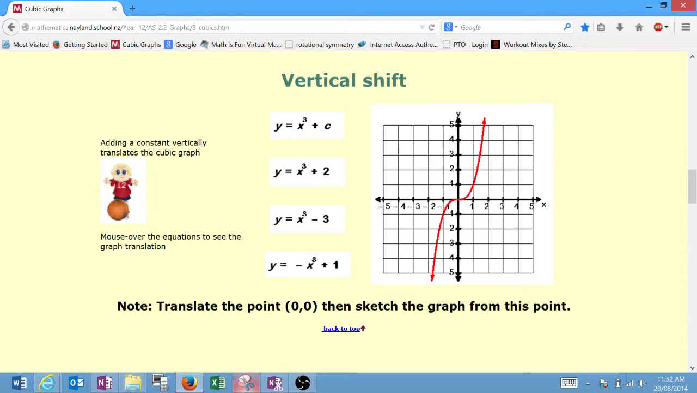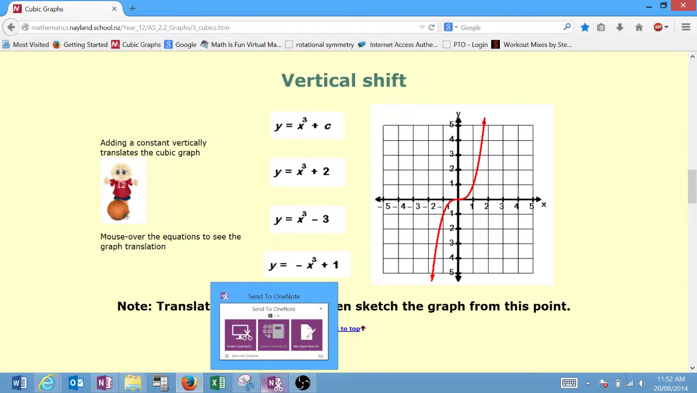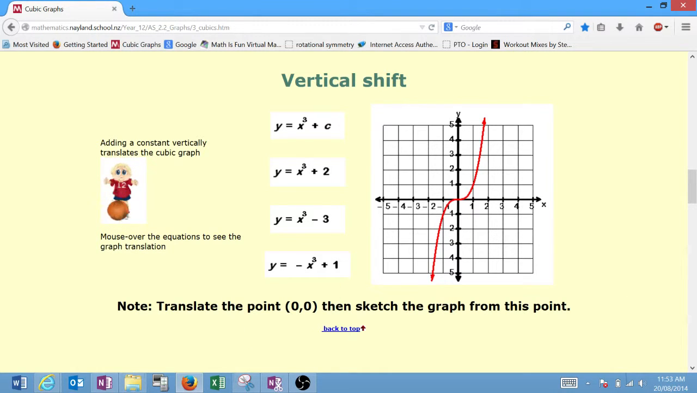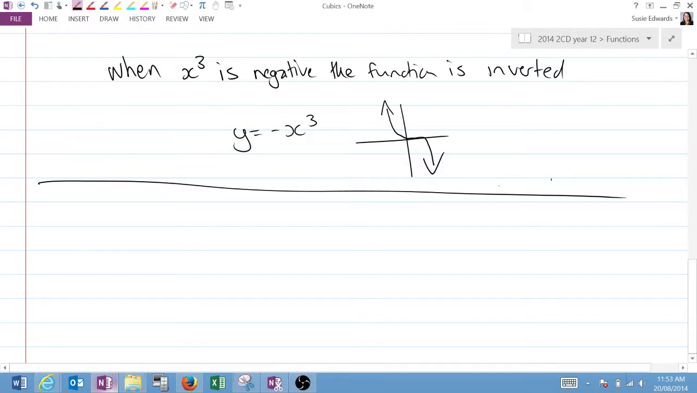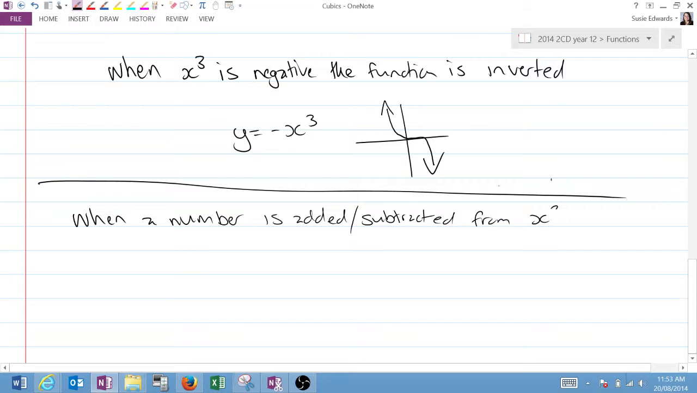What's going to happen when I go negative x cubed plus 1? Julian, what's going to happen? Good, it's going to be inverted and then up by 1. Everyone see that rule? So can we write some notes down about that, please? When a number is added or subtracted from x cubed, if it's added, it moves up. If it's subtracted, it moves down.